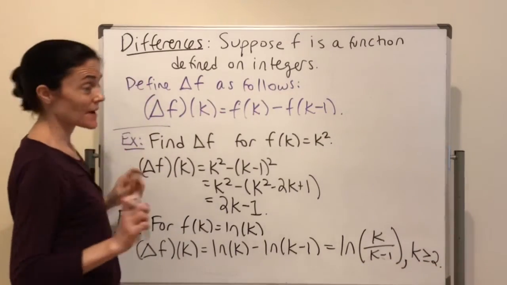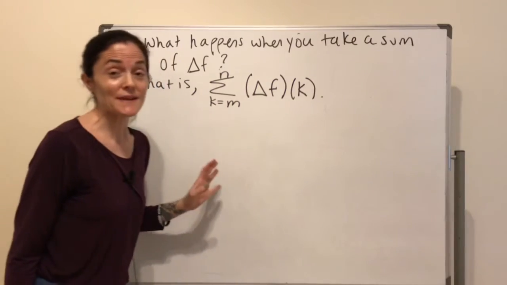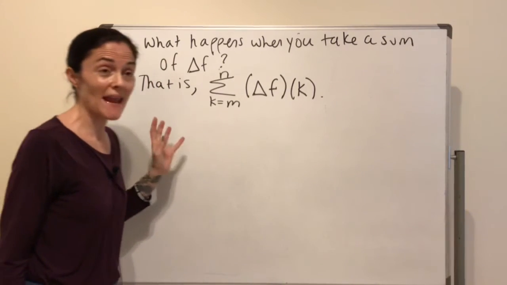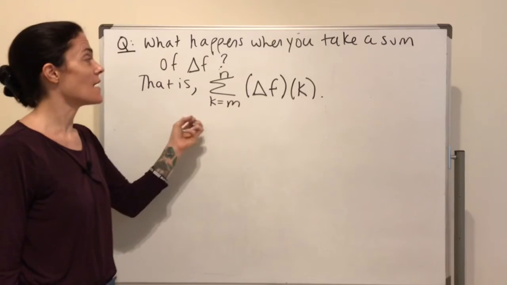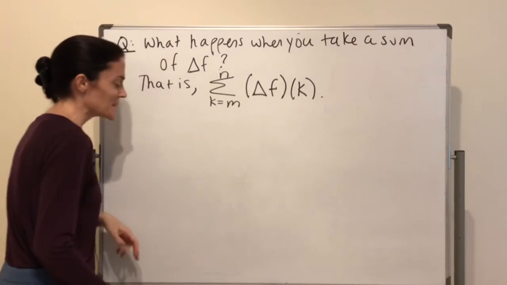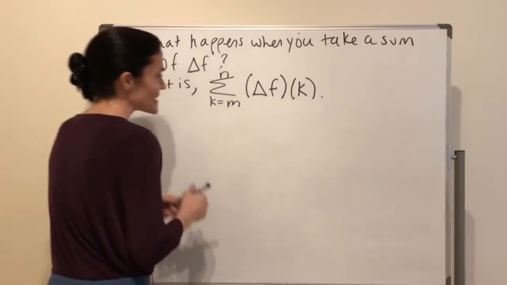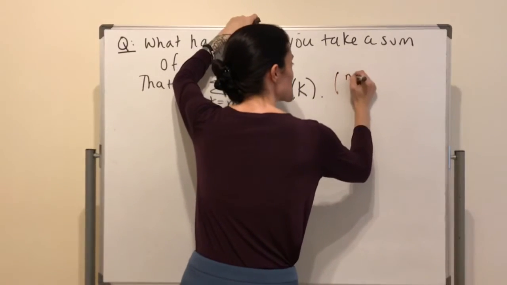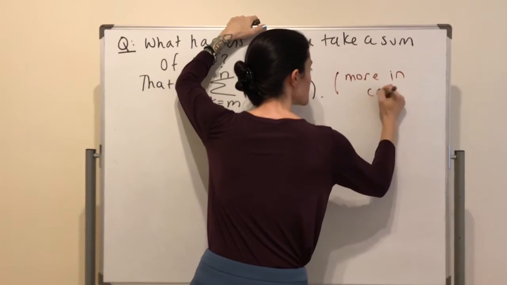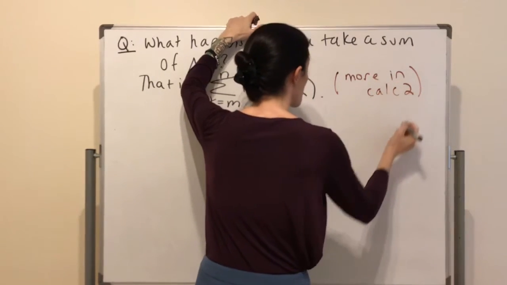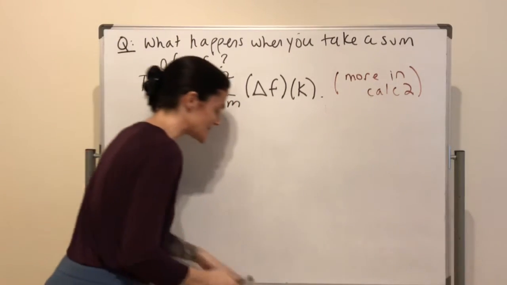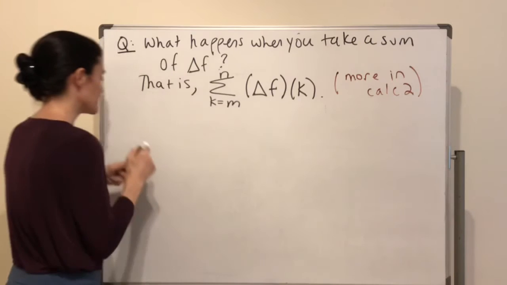Let me just briefly discuss this notion, and it's what happens when you take the sum of one of these differences, delta f. And before I add this, let me just caution or preface more in Calc 2. And this is really when we see the beauty of taking sums of things like this. But let's do an example.